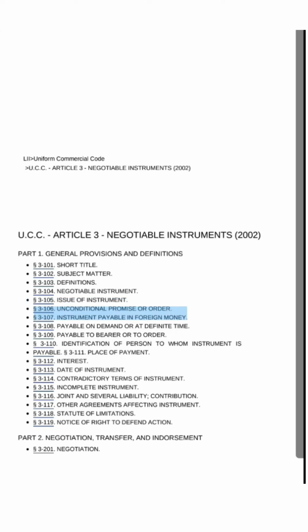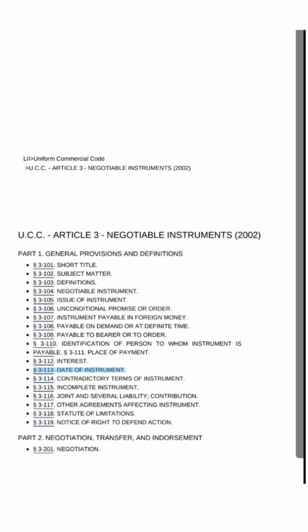3-105. Issue of Instrument. 3-106. Unconditional Promise or Order. 3-107. Instrument payable in foreign money. 3-108. Payable on demand or at definite time. 3-109. Payable to bearer or to order. 3-110. Identification of person to whom instrument is payable. 3-111. Place of payment. 3-112. Interest.